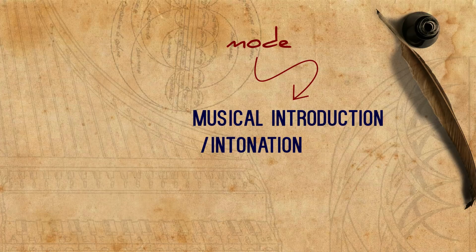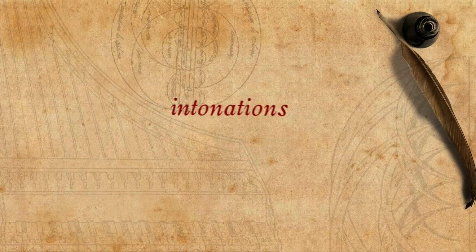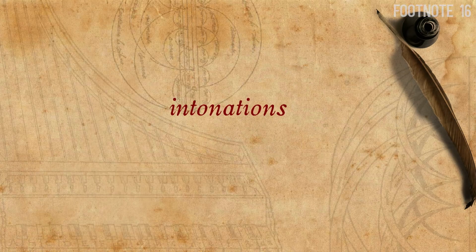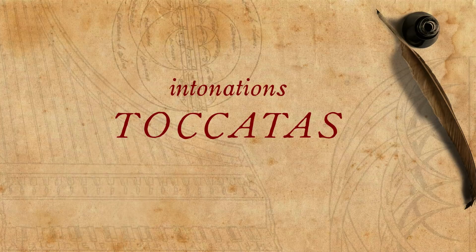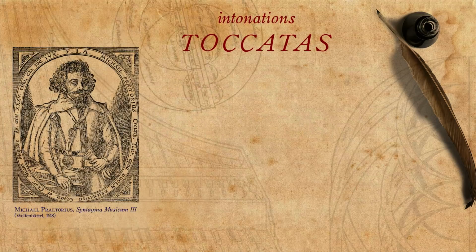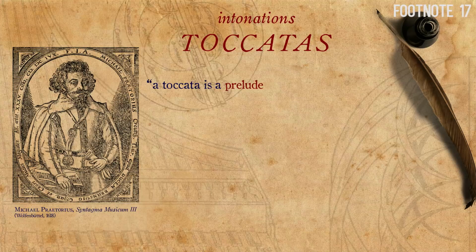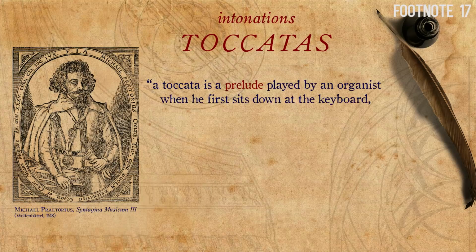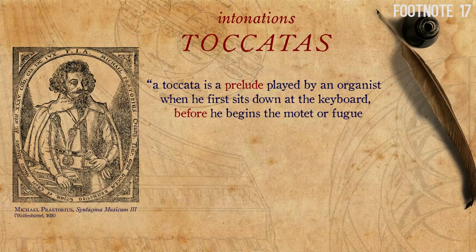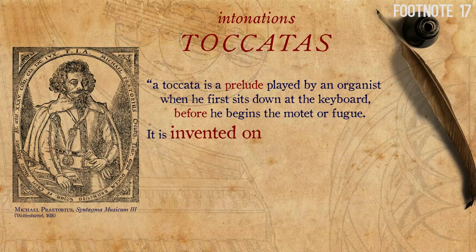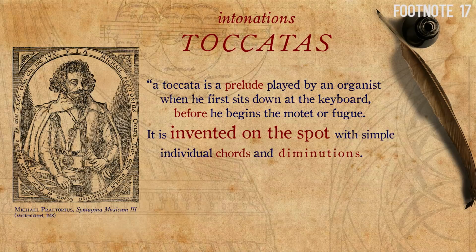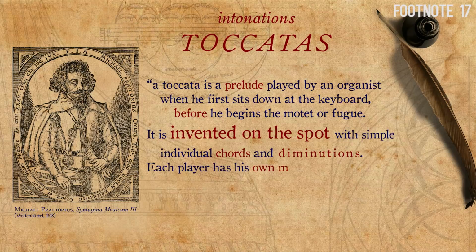When these preludes were rather short, they were called intonations, but when they were longer, they were commonly called toccatas. Here is how Pretorius defines it. A toccata is a prelude, played by an organist when he first sits down at the keyboard, before he begins the motet or fugue. It is invented on the spot, with simple individual chords and diminutions. Each player has his own manner of executing it.